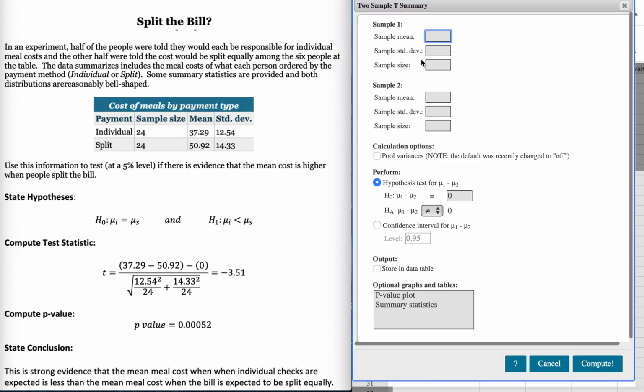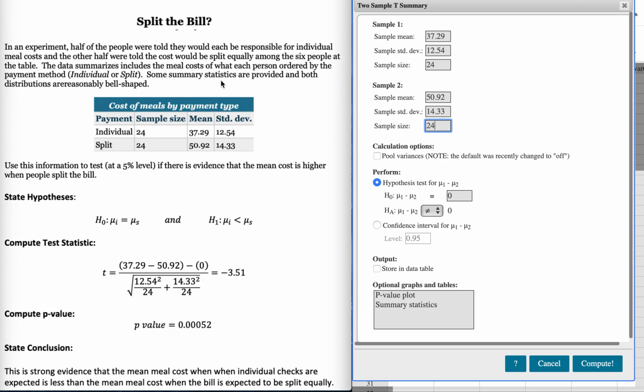So first I'm going to enter in the summary statistics as I have them from the table. So the sample mean for the first, the individual, we have 37.29. The sample standard deviation is 12.54. The sample size is 24 in each case. The sample mean for the second, 50.92. The sample standard deviation is 14.33. And again, the sample size was 24.